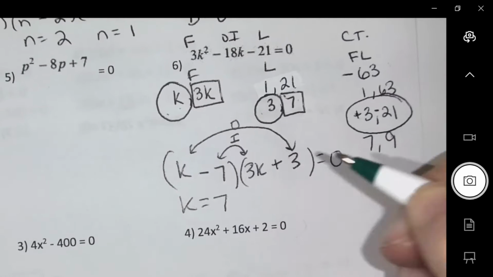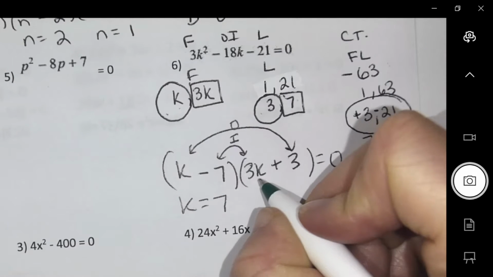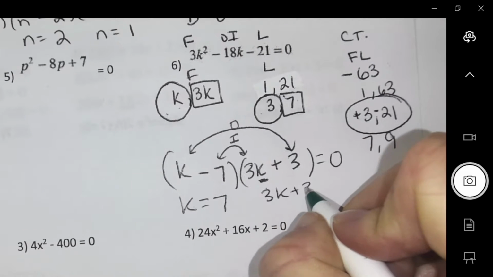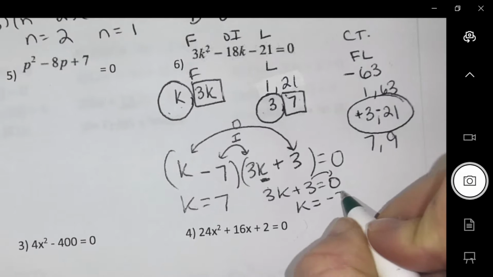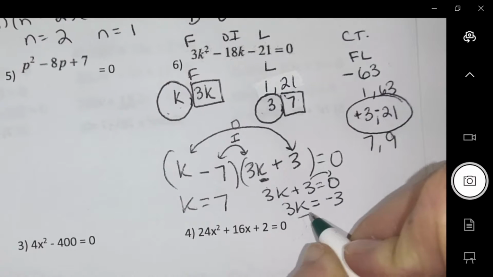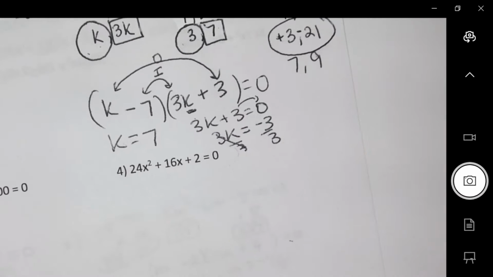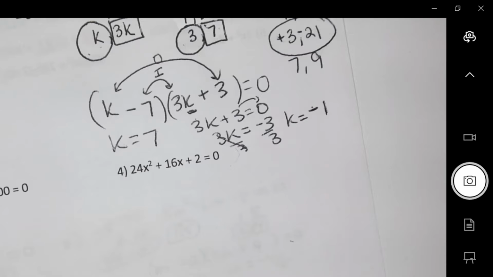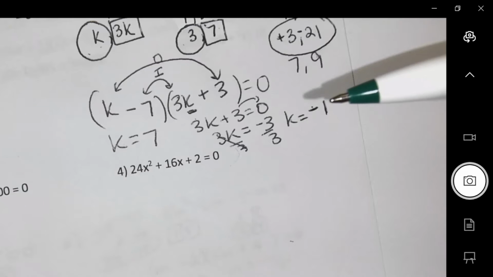So K equals 7. Three times what would I need there? So 3K plus 3 has to be 0. So K would have to be a minus 3 divided by 3. So negative 1. That's why I was confused, Lauren, at the start, because this also would have worked, and that's why, because there's a GCF in there.